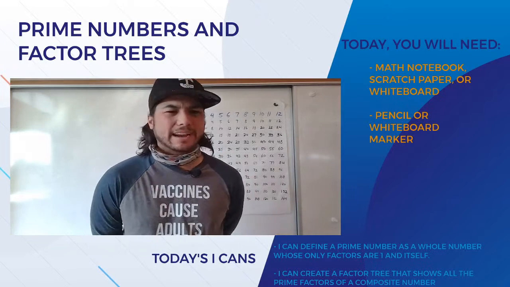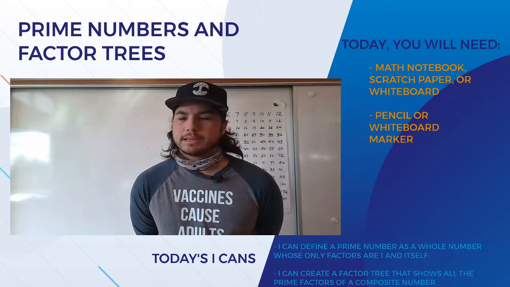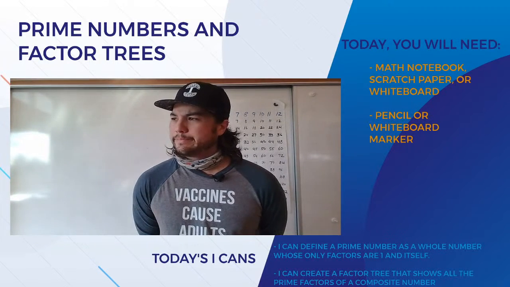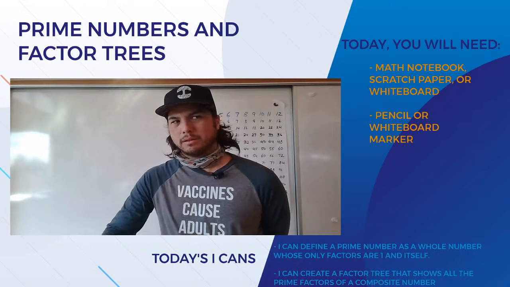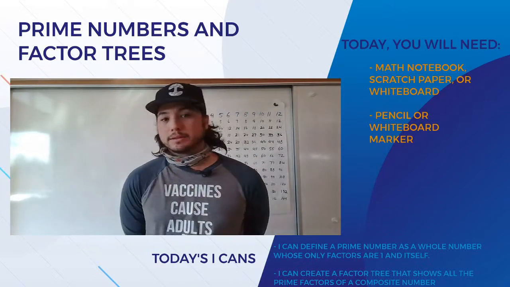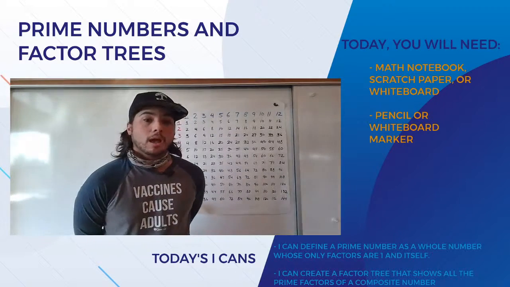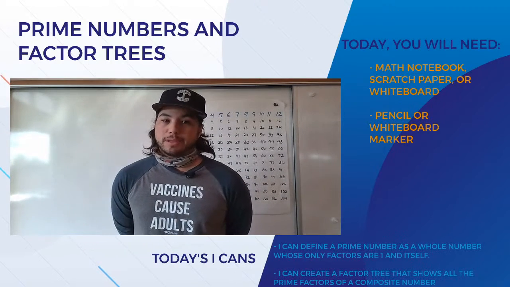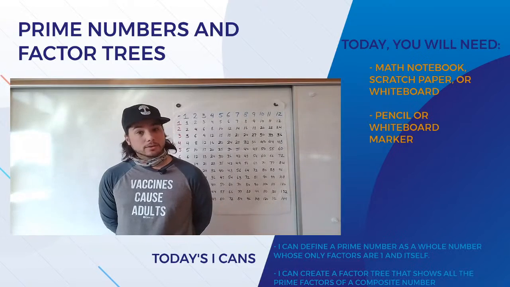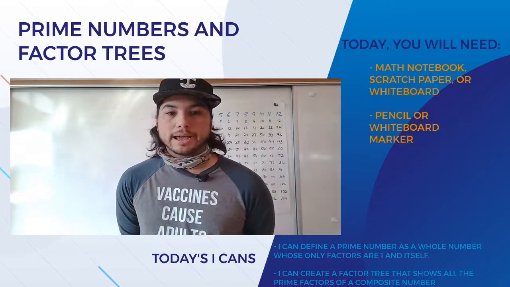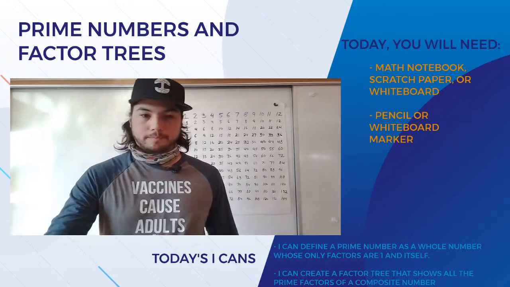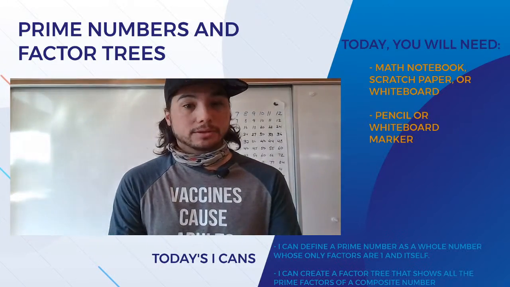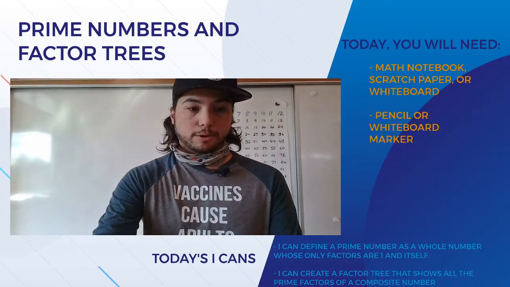Prime numbers and factor trees today. Sounds like a fun time. Some new stuff in here. Okay. There's what you're going to need. There's the I cans. They're down there. I did update those ahead of time. I can define a prime number as a whole number whose only factors are 1 and itself. And I can create a factor tree that shows all the prime factors of a composite number.